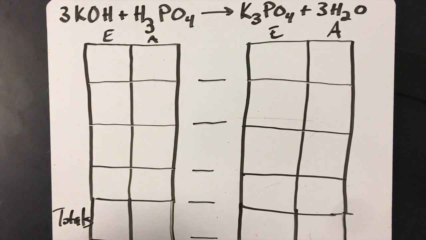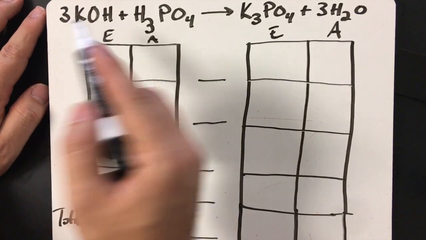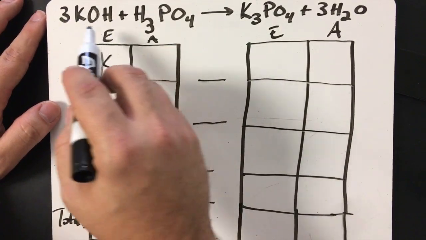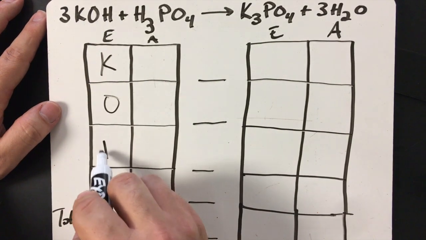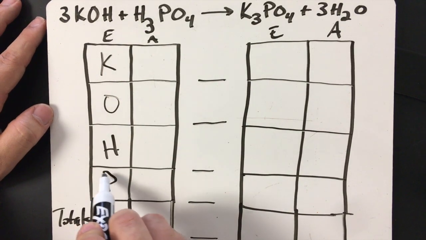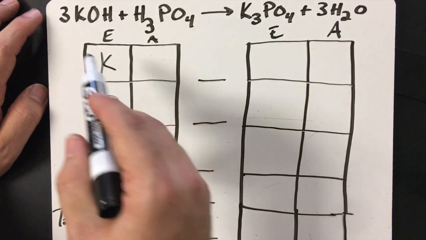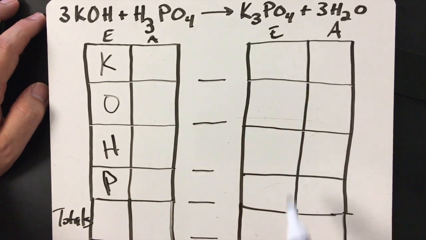All right, so we're going to start with this example here. It says 3KOH plus H3PO4 yields K3PO4 plus 3H2O. The first step says we're going to list all these elements. So we're going to look on the left side here. K, O, H, H again, so I'm not going to list it again, P, and then O again.